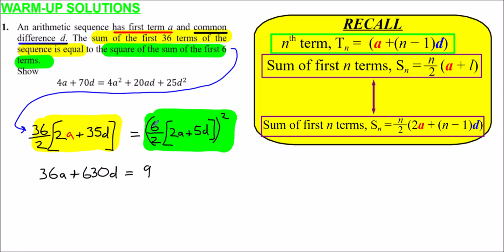And then if I square out this bracket here, so 2a all squared gives 4a squared. Multiply these two together and then double. So 2a times 5d is 10ad. We double that to 20ad. And 5d squared is 25d squared.